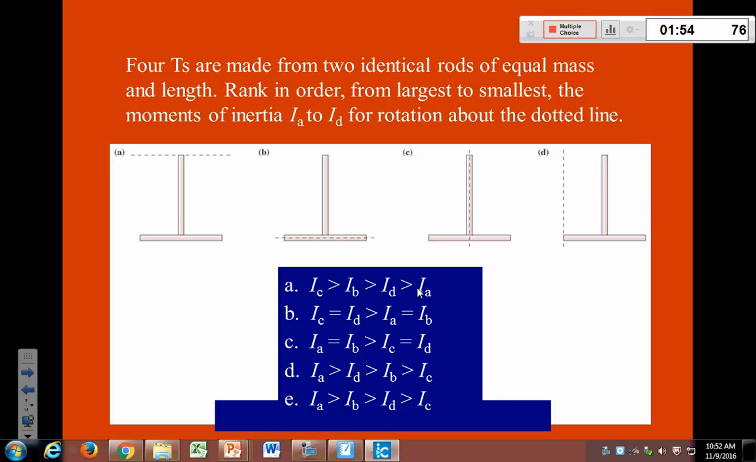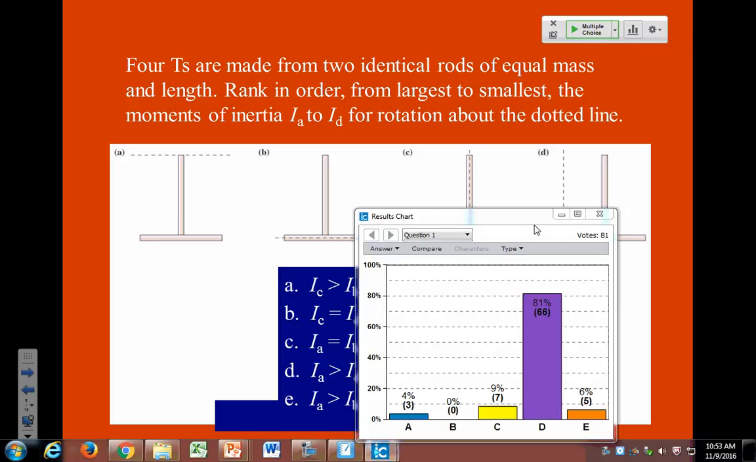Give me about 15 more seconds. Let's stop at 210. 210. All right, I think B is right.